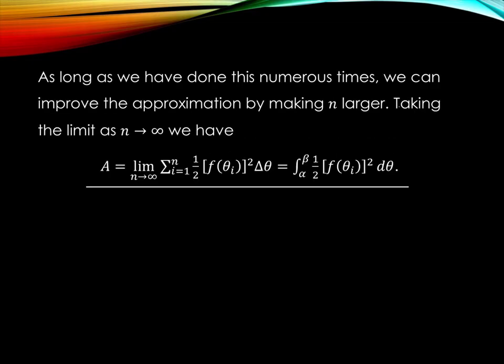So as long as we do this numerous times, infinitely many really, we can improve the approximation by making n larger, right? You make more and more sectors, which makes the sectors thinner and thinner. And taking the limit as n goes to infinity, we would have this integral over here on the right that feels much like the things we were doing in chapter 4. We have that same area formula. It's 1/2 r squared times theta. But we have d theta because our interval is narrow, right? That's what's going to 0. And we have our alpha and our beta as our limits of integration.